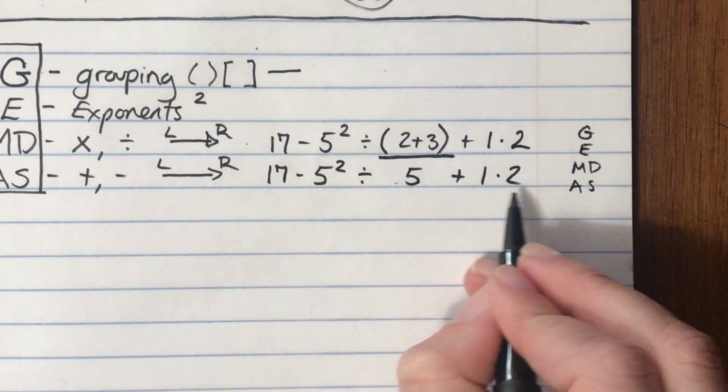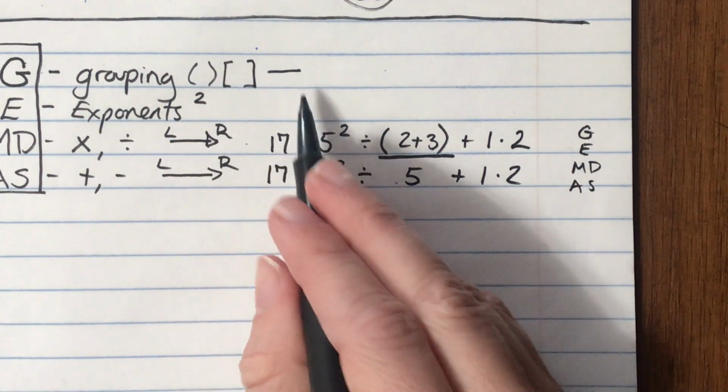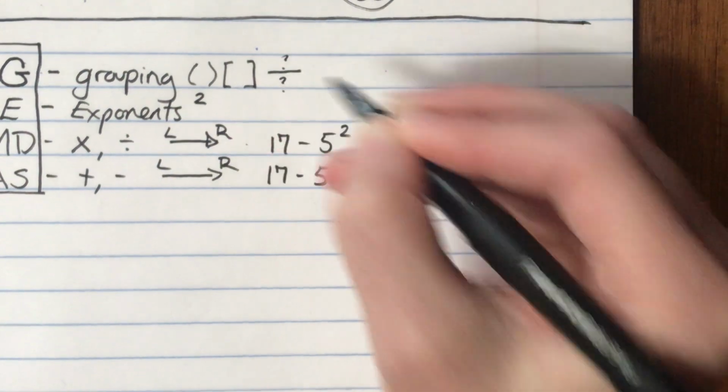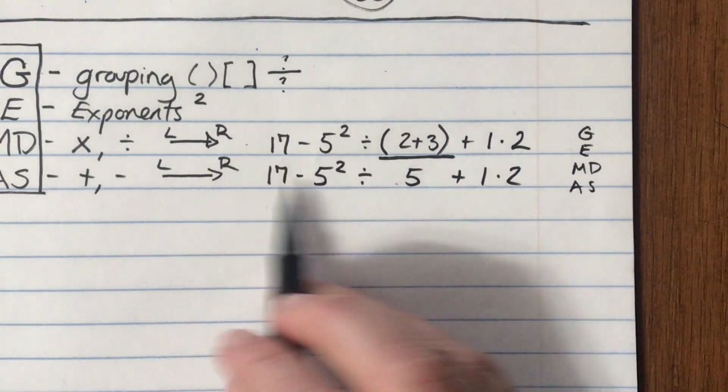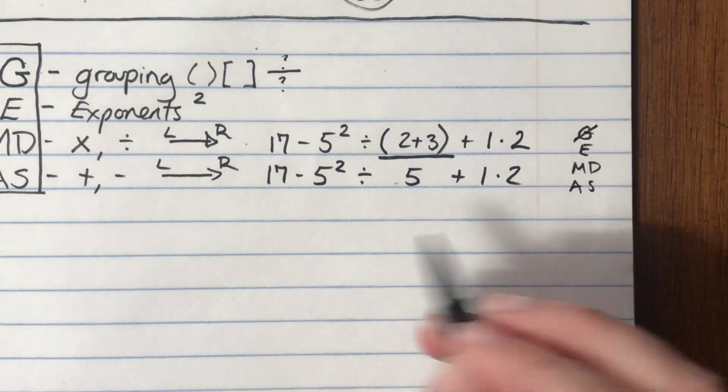Now, are there any more grouping symbols? Are there any more parentheses or brackets or fraction bars? And again, this would be like a number up here and something down there. I don't see any of those things. So my grouping is done. I'm finished with my grouping, and so I'm just going to mark it out.